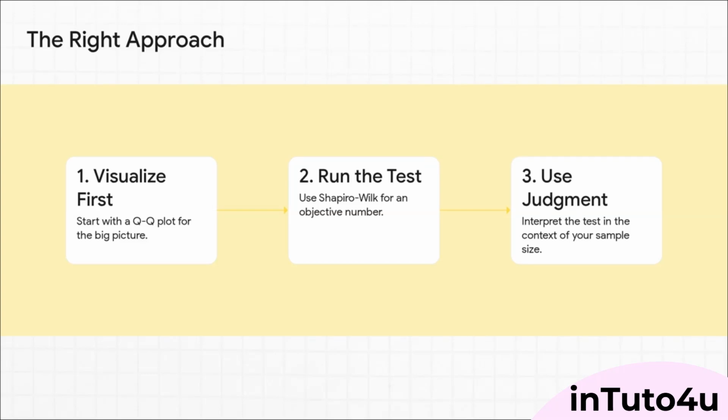But 3, and this is the most important part, put it all in context. Think about your sample size. If you've got a ton of data and the QQ plot looks good, you should probably trust your eyes more than that tiny p-value. But if your sample is small, that test's verdict becomes way more reliable.